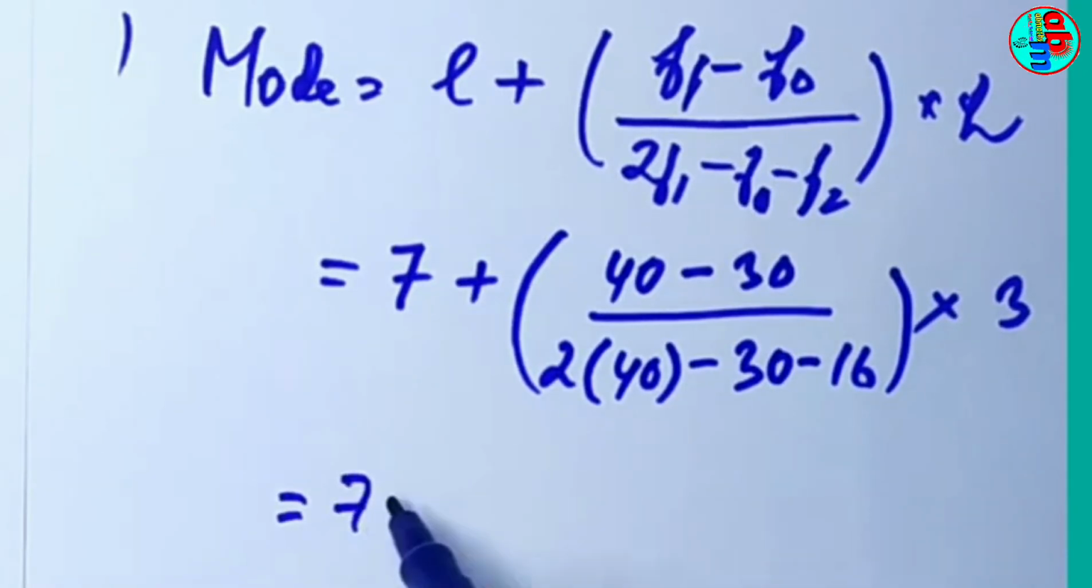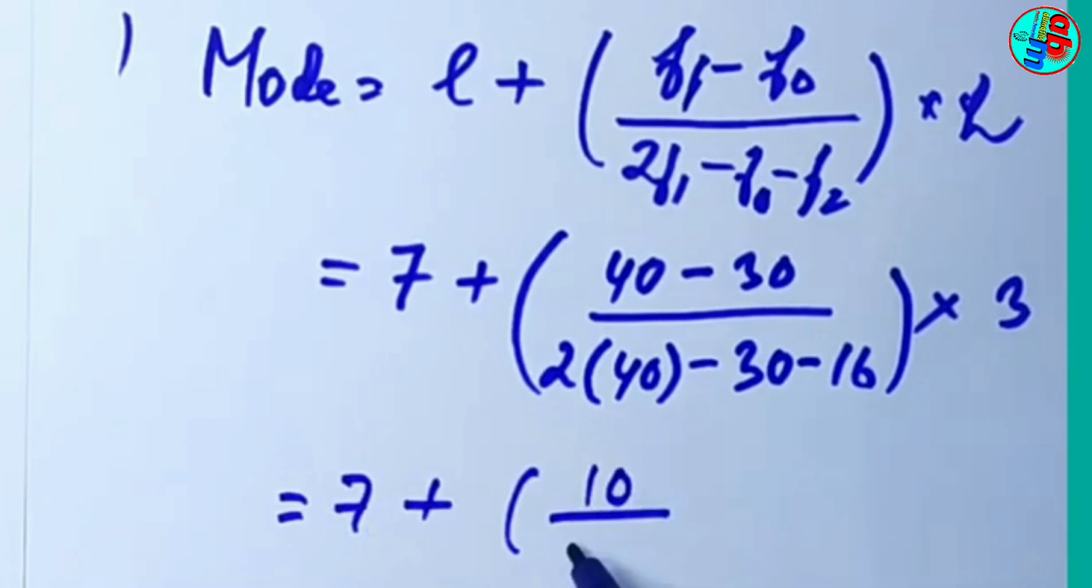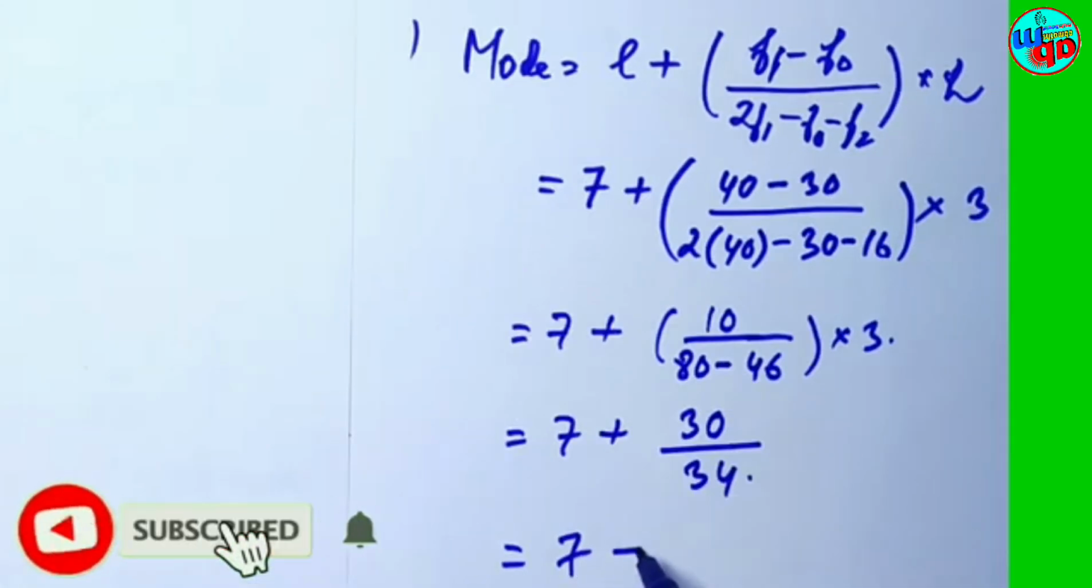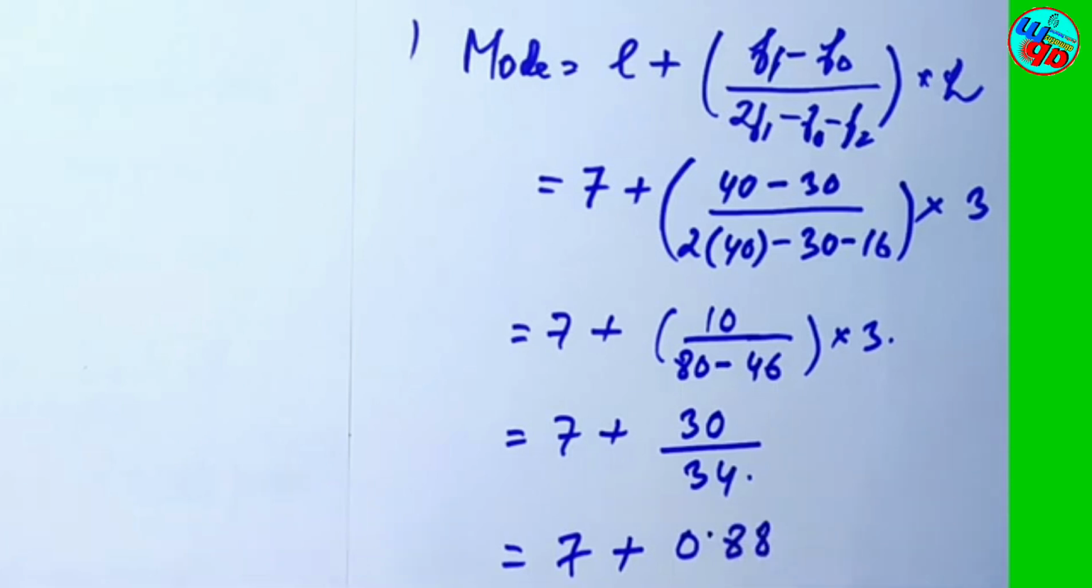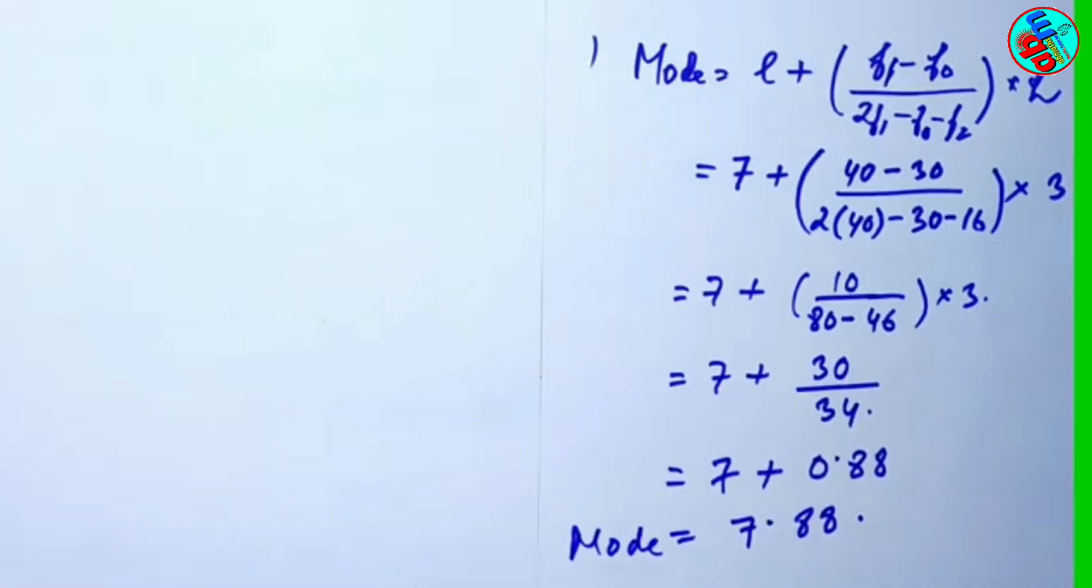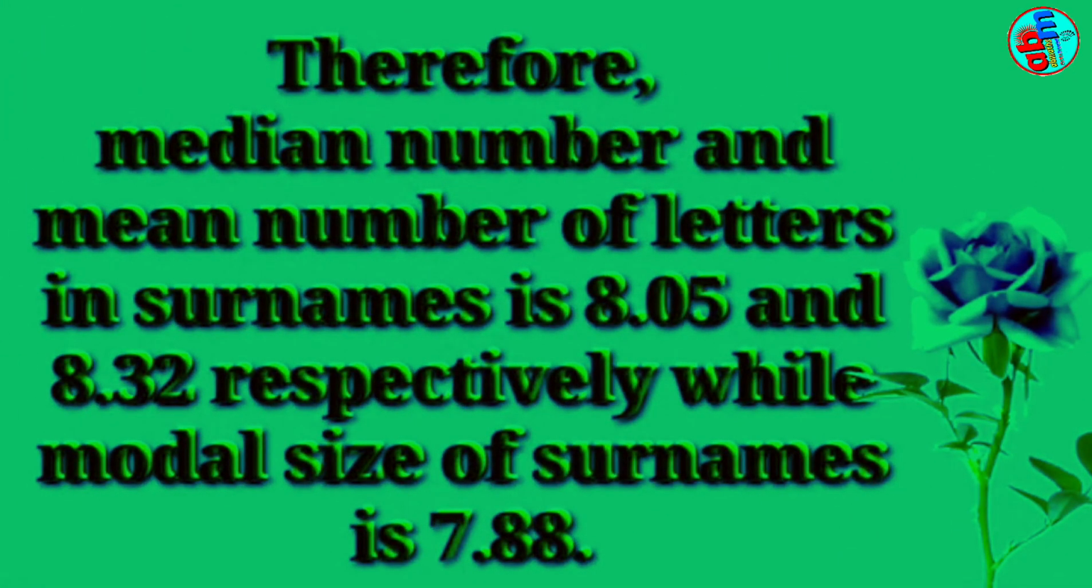Let us calculate now. 7 plus 10 by 2 into 40 is 80 minus 46 into 3 is equal to 7 plus 3 is 30 divided by 34. After dividing it, we get 0.88. So this will be equal to 7.88. Therefore, mode is 7.88, where we can say that median number and mean number of letters in surname is 8.05 and 8.32 respectively, while modal size of surname is 7.88.